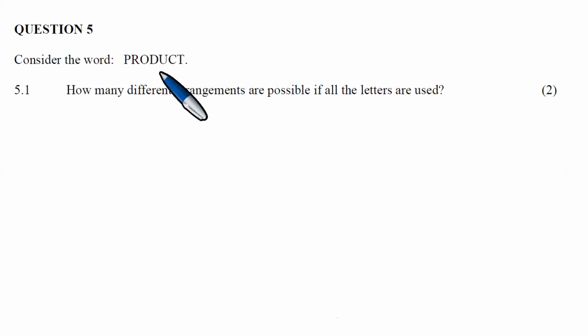First things first, you need to look at how many P's there are. There's only one P, only one R, only one O, only one D, only one U, only one C, and only one T. That is very important. We want to calculate how many different arrangements are possible if all the letters are used.